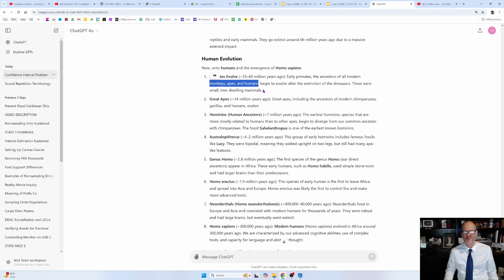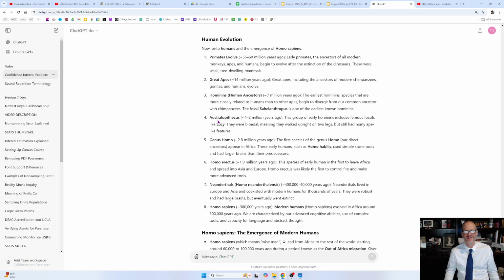These were small tree-dwelling animals. So it's interesting that we don't think of ourselves as animals, right? The animals are all over there. That squirrel running on the fence, that dog pooping in the yard, those are the animals. We're the humans, but we're monkeys and apes, which is pretty amazing. We don't think of ourselves that way.